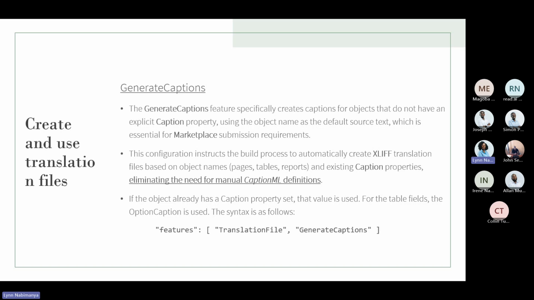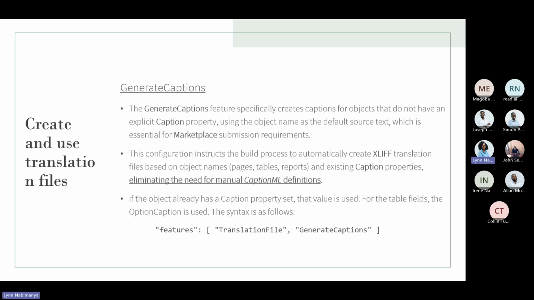Now imagine you have your advanced HR, it has I don't know how many tables and how many pages. Imagine if you had to go in, even if you're using something to help you do a mass conversion, that is still going to be a lot of work. So when you put this, it's going to just look at the field names and automatically generate them as captions and do the conversion for you. So it will eliminate the need for you to manually capture the caption ML definitions.